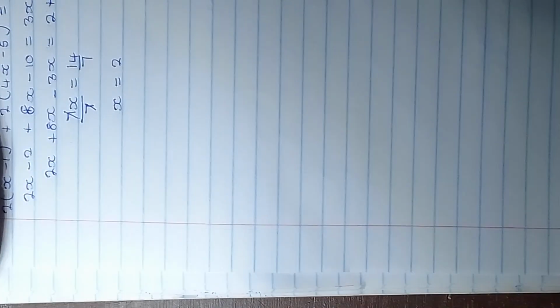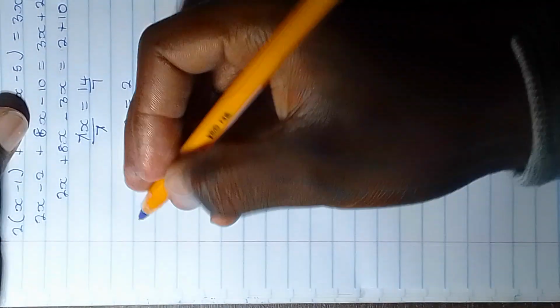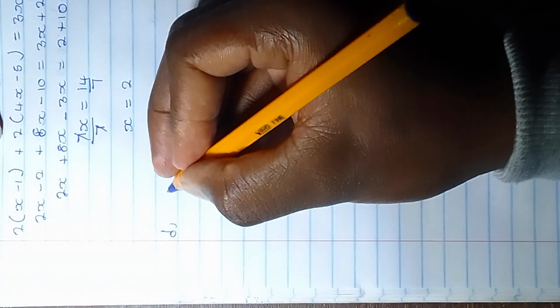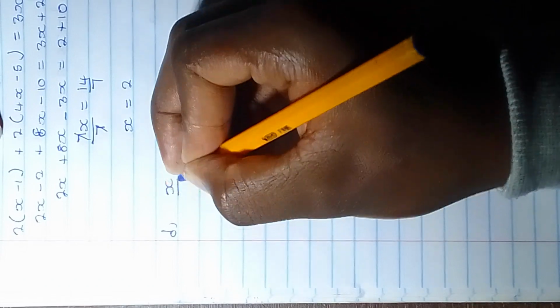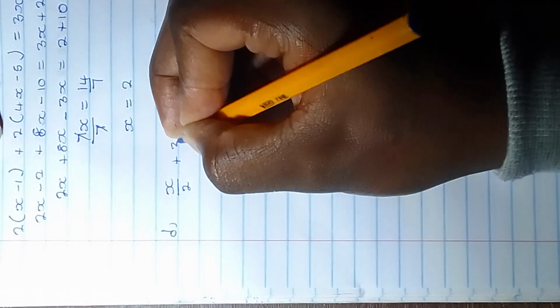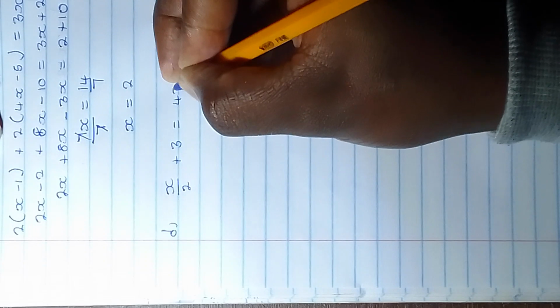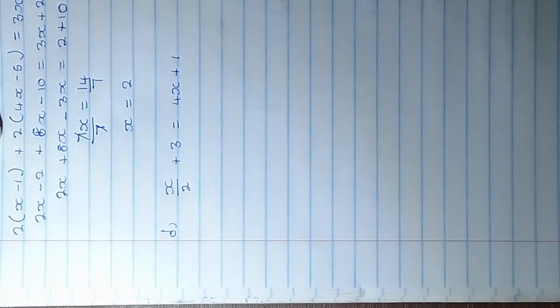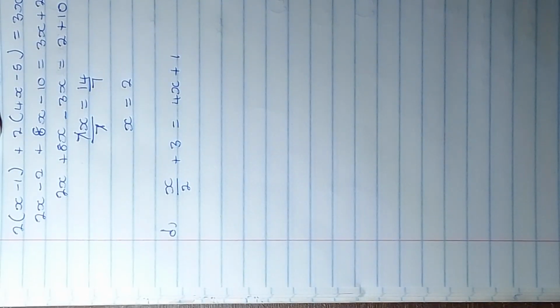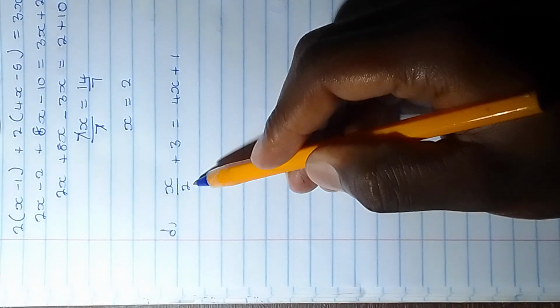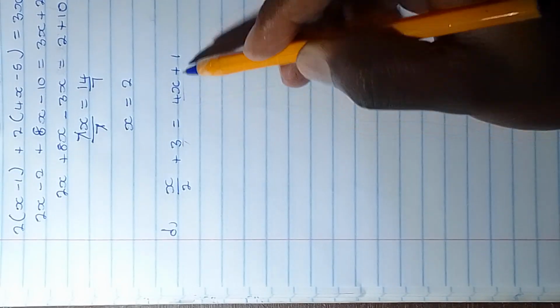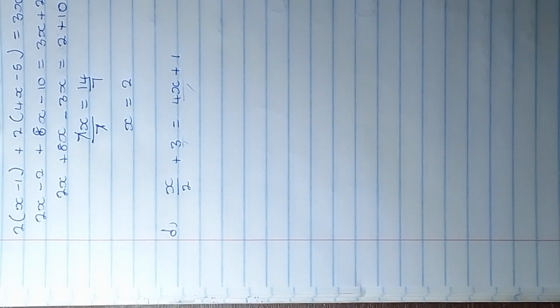So again, we're moving to the second equation, which involves a little bit of a fraction: x over 2 plus 3 equals 4x plus 1. From there, first of all, there's no bracket. Good. Then we remove the fraction by multiplying the whole equation by the LCM. The LCM of the first side is 2, and for the other side the LCM is 1.